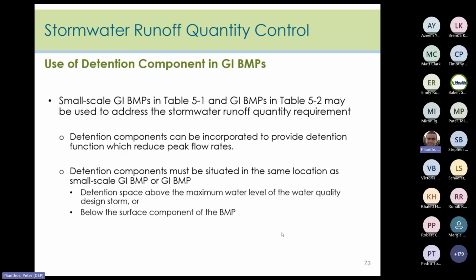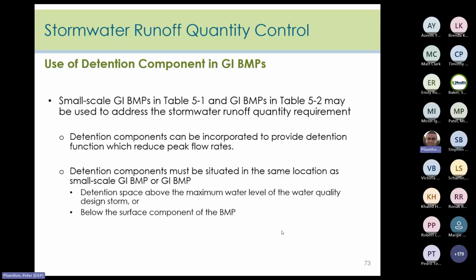And one last note about stormwater runoff quantity control. Small-scale GIBMPs in Table 5-1 of 7:8 can be used to provide both quality and quantity control with a contributory drainage area limit, while large-scale GIBMPs in Table 5-2 of 7:8 can be used to provide only quantity control without a contributory drainage area limit.